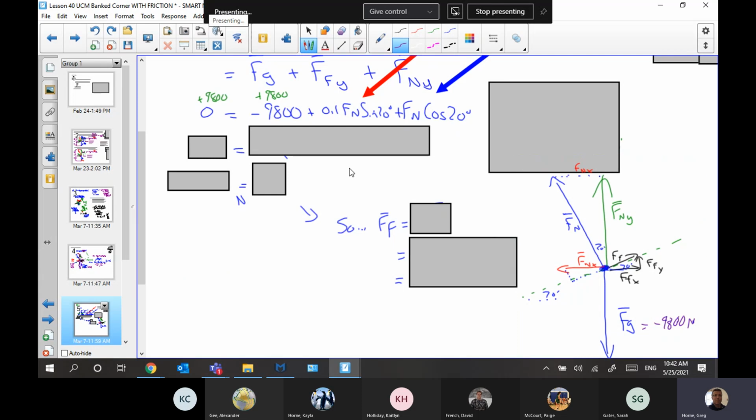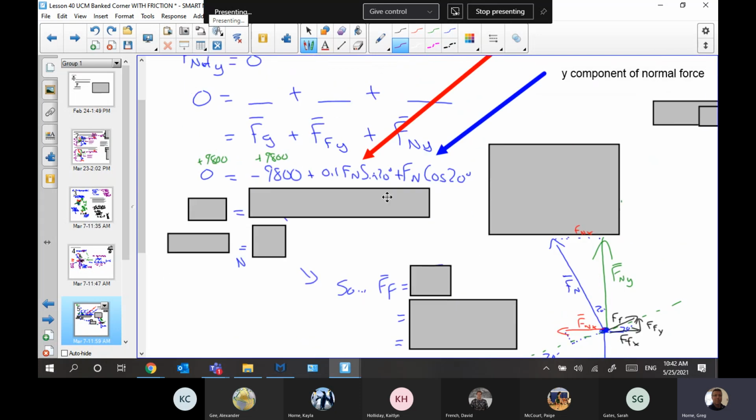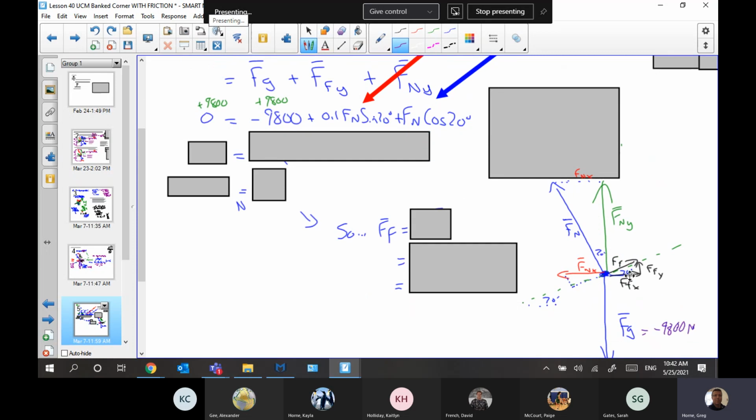So if we're looking at the y component of the friction force, we know that the friction force is mu Fn. I haven't identified the friction as a value yet, because I don't know the normal force. The normal force kind of depends on what speed we're going and all that stuff, right? So we've got the mu Fn in there. So that's the y component of the friction force, mu Fn. And so I have it as sine of the 20 because we're on the opposite side of the 20 degrees. So it's sine.